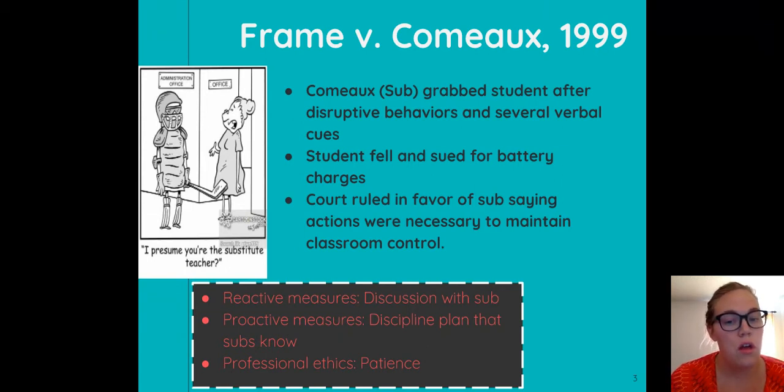Proactive measures: discussing discipline plans with substitutes at the schools so they know what's going on, and maybe giving them a little pre-learning about what's expected of them and how to handle those kinds of situations.